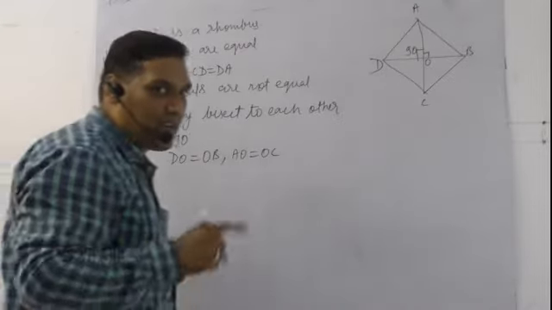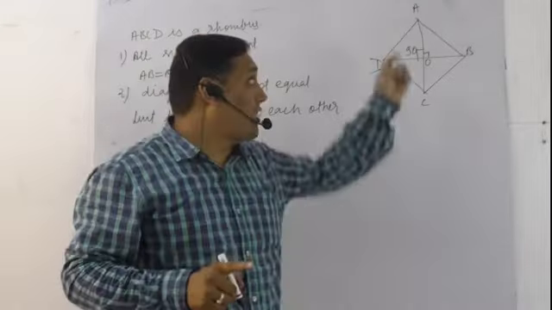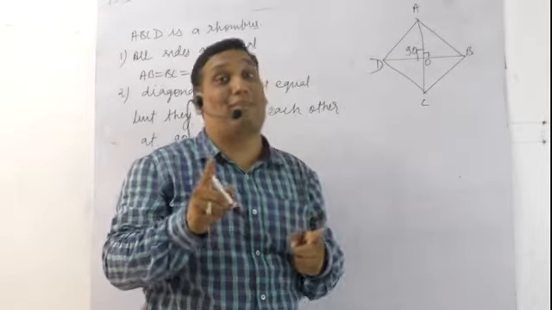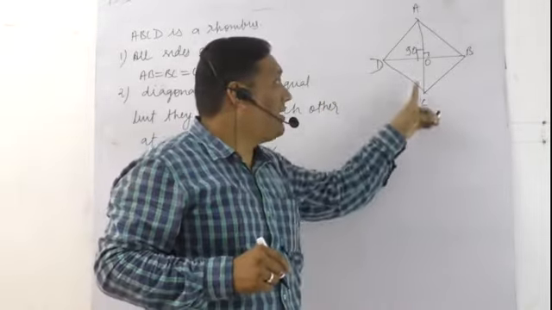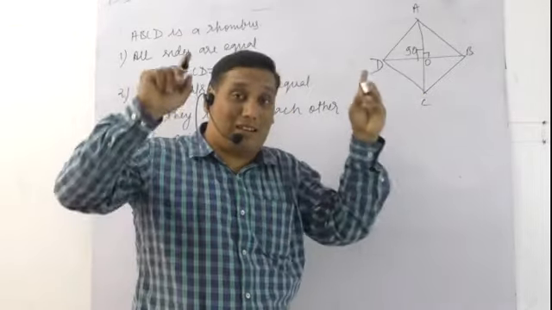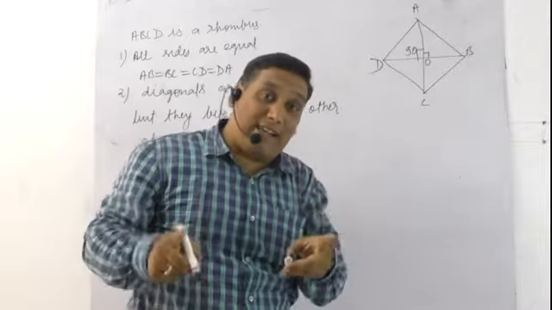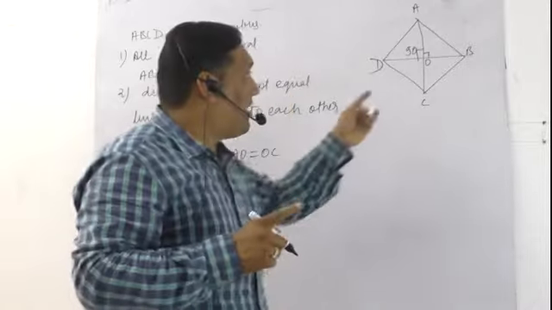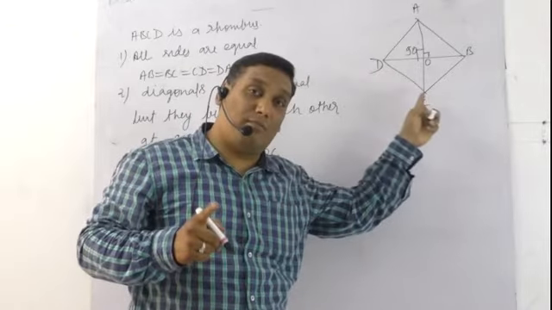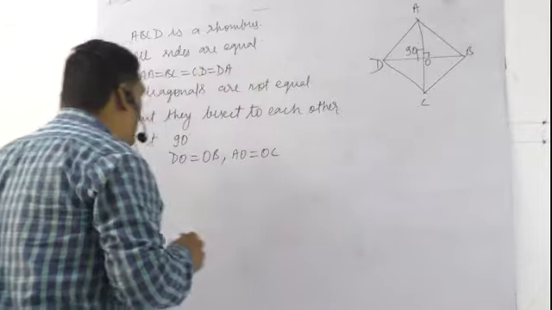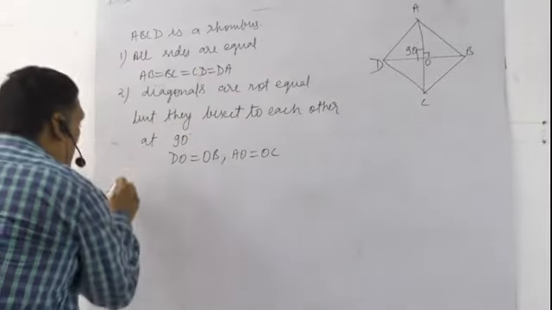Second important thing, a diagonal of a rhombus is also an angle bisector. AC is a diagonal. It means diagonal AC bisects angle A as well as angle C. Similarly, BD is a diagonal. BD bisects angle B as well as angle D. Mention करो इसको, ये important point है.